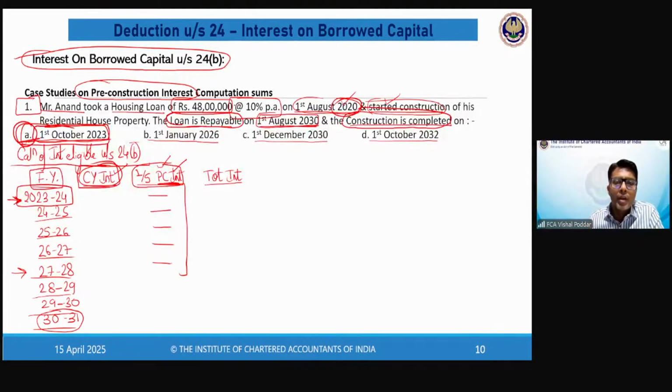Now, what is 1 year interest? 1 year interest is 480 into 10%, that is 4,80,000 is your 1 year interest, because 48 lakhs, 10% of that is 480. I'm writing the figures in thousands. So my current year interest every year is 480. Is this fine?